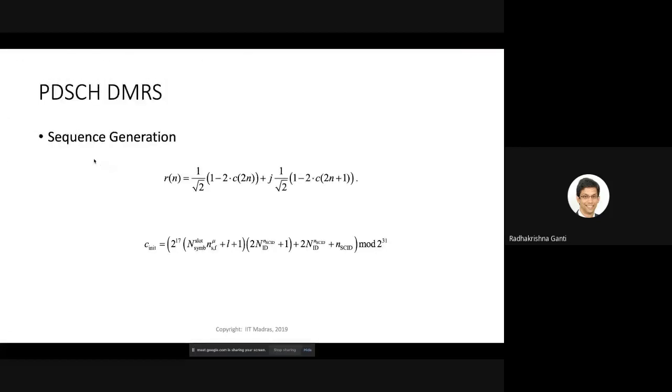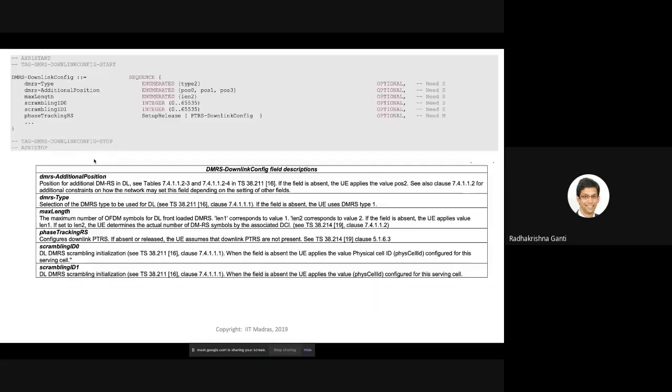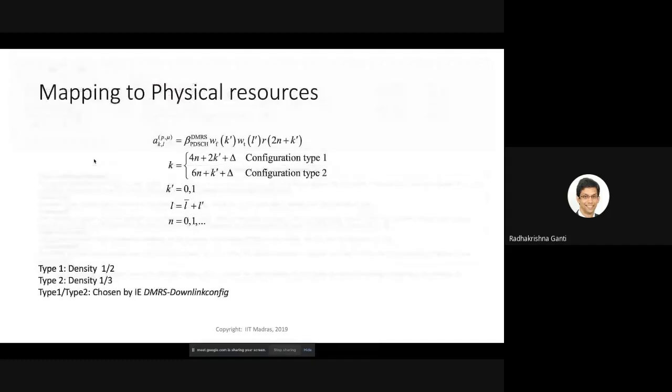So this is what we saw. The sequence generation is what we saw. Again, the sequence depends on the slot number as well as the symbol number. We'll see these parameters in a minute. We'll come to this and how it's used.